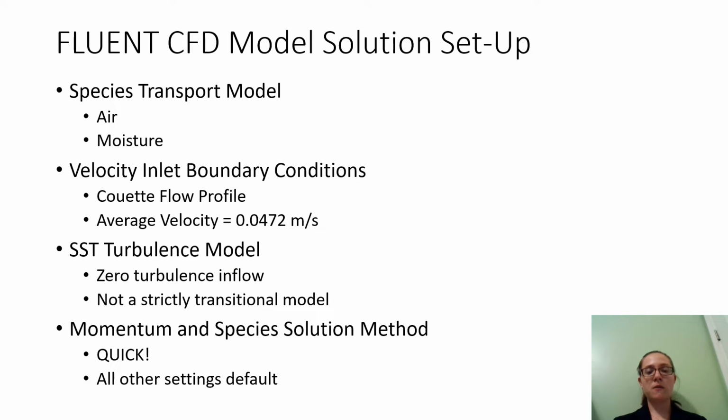Then we had our model solution set up. In Fluent, we used the species transport model. We had 2 species, air and moisture, and as mentioned previously, our moisture was set to be water vapor from the Fluent database.